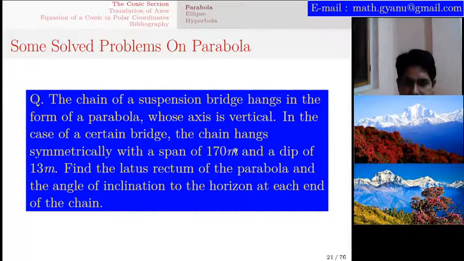Here the question mentions the depth of 13 meter and a span of 170 meter. That means the span has two parts. Since the parabola is symmetrically divided by the y-axis, the span on the right side of the y-axis will be 85 meter and on the left side will be 85 meter.